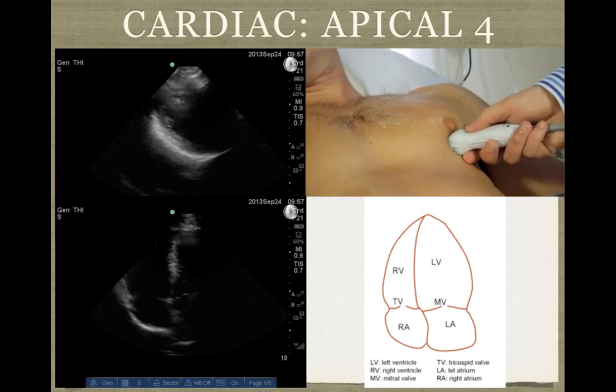Now, keeping the same probe orientation as the parasternal short axis view and sliding the probe towards the nipple or under the left breast, you can obtain the apical four-chamber view. Often it is helpful to have patients roll onto their left hip and left shoulder to bring the heart closer to the chest wall.